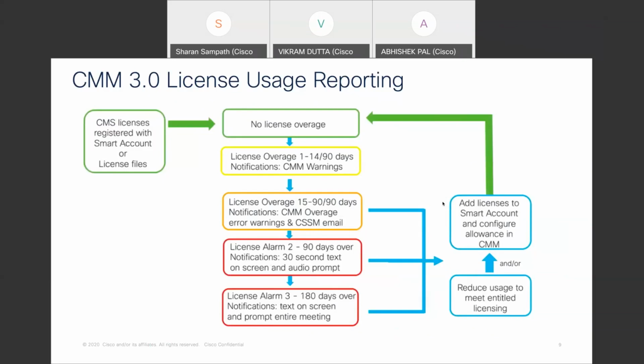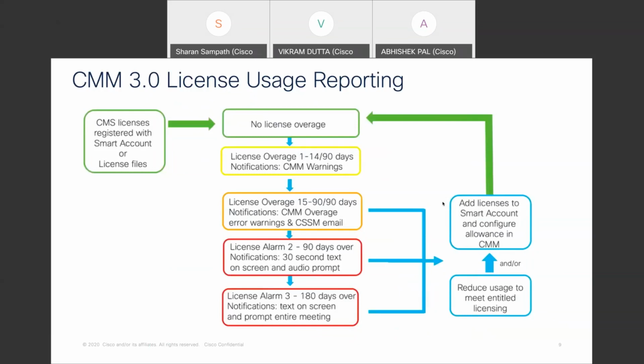So until now, for the first 90 days, there are absolutely no issues except for the warnings, the error messages or the error notifications on the email. Your CMS server will continue to work, your conferencing, everything will work without any problems, right? But if this overage continues for another 90 days, that is when some sort of enforcement will actually kick in. Right? The first thing is when you hit this 90-day mark, the CMS server will show a text message on the screen when you join the meeting stating that you are not in compliance anymore and that you need to contact your administrator.